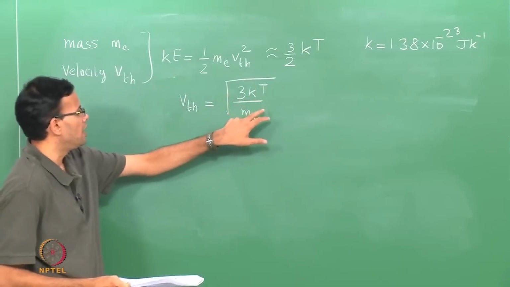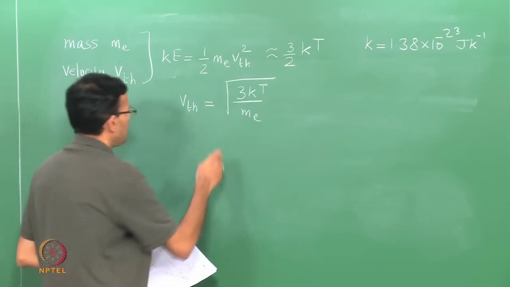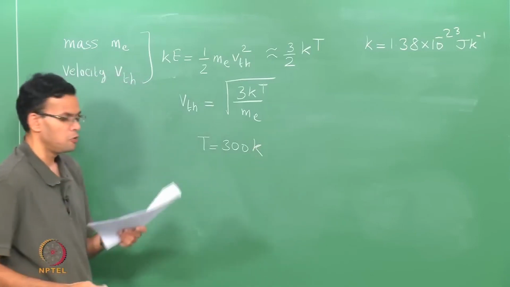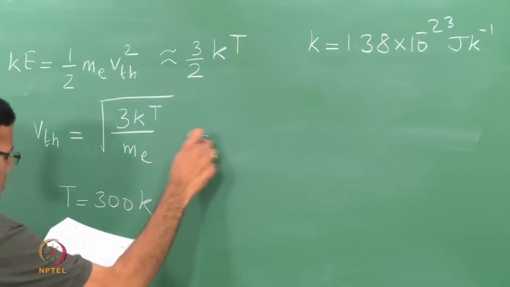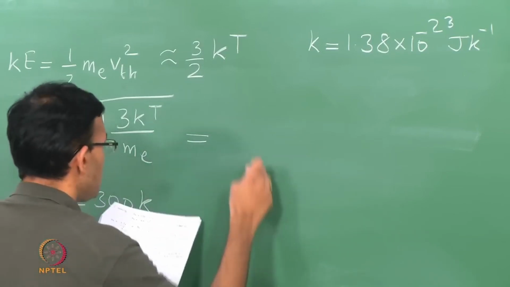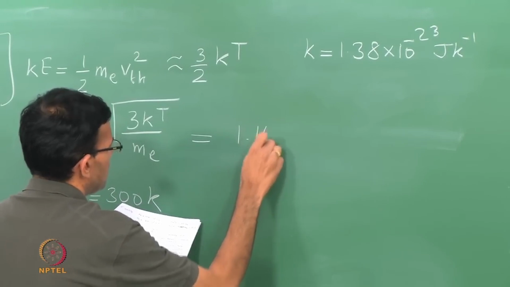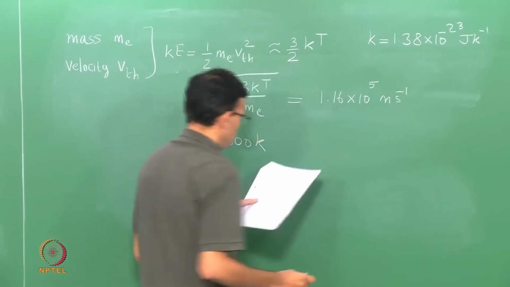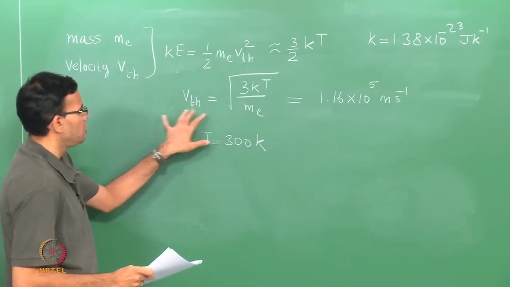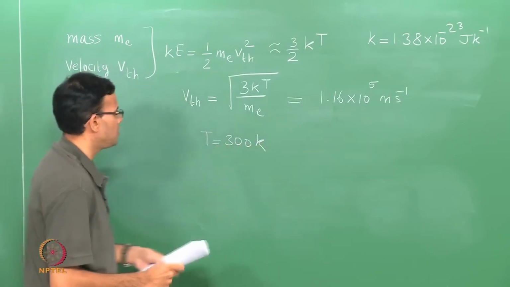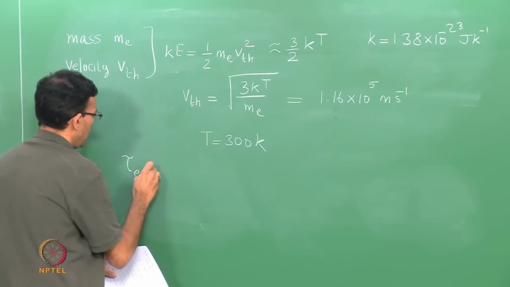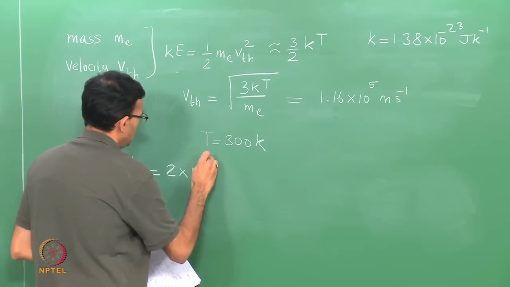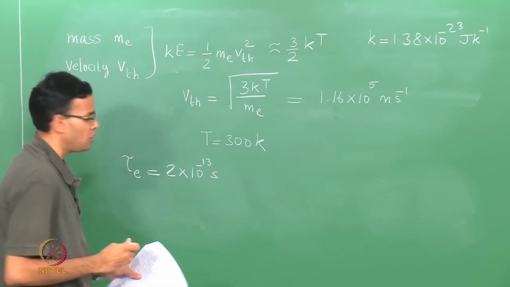We can again plug in all the numbers. We are doing this calculation at room temperature, so temperature is 300 Kelvin. If you do this, V thermal works out to be 1.16 times 10 to the 5 meters per second. So, we calculated V thermal to be approximately 1 times 10 to the 5 meters per second. Earlier we saw that the time between two scattering events was 2 times 10 to the minus 13 seconds, or 0.2 picoseconds.